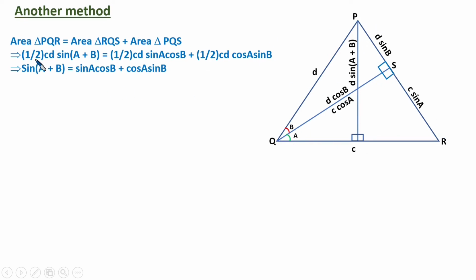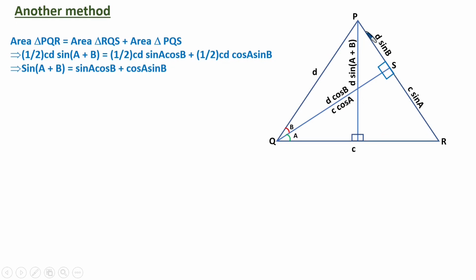So what is the area of triangle PQR? Half times base. The base is c, and this height is sin of a plus b times the hypotenuse, so sin of a plus b times d. So half base times height is the area of this triangle. Similarly, the area of this triangle will be half c d sin a cos b. This is the base, half c times sin a, and I take this height, d times cos b.